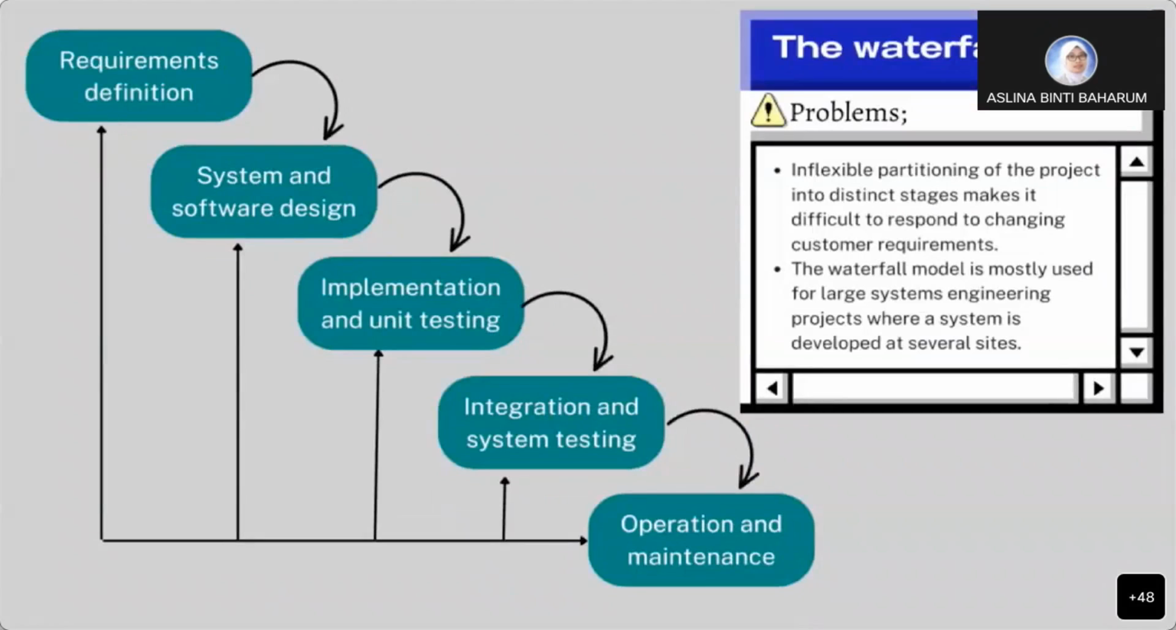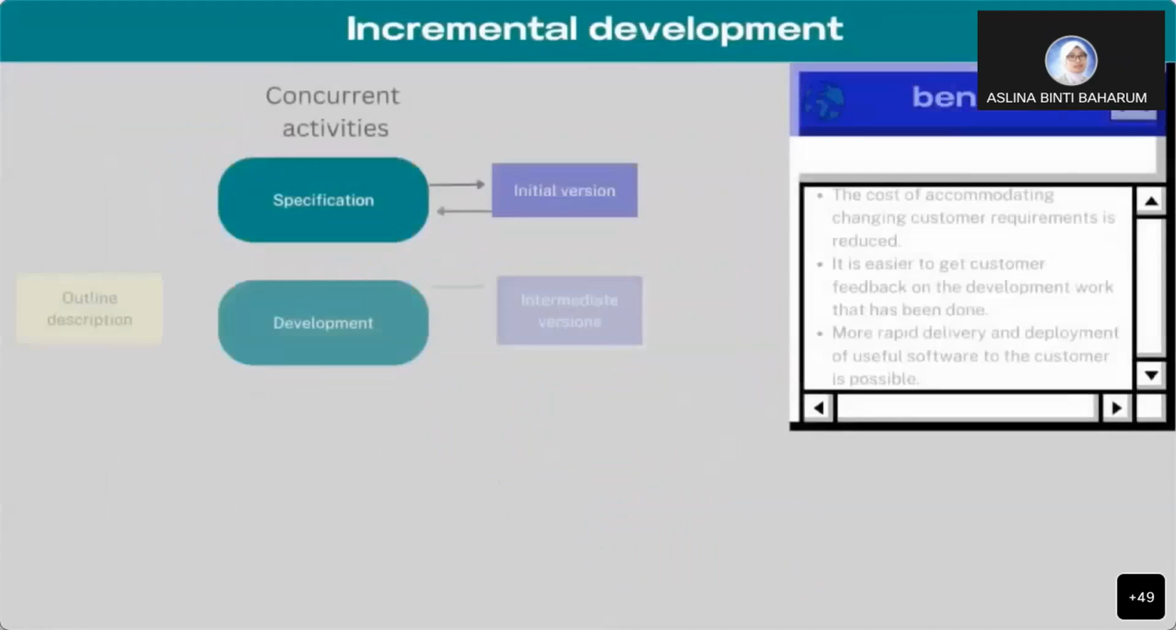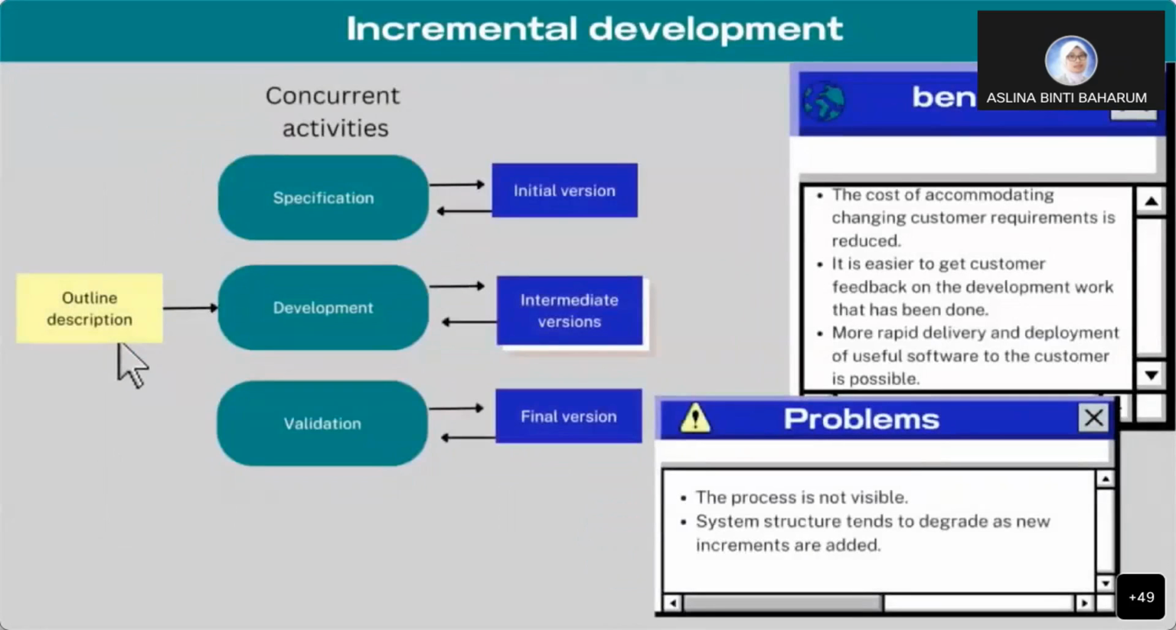As we can see here, the requirements definition, system and software design, implementation and unit testing, integration and system testing, and also operation and maintenance are quite similar to a waterfall as it goes down. But the problem here is that inflexible partitioning of the project into distinct stages makes it difficult to respond to changing customer requirements. And also the waterfall model is mostly used for large systems engineering projects where a system is developed at several sites. So what is actually incremental development?